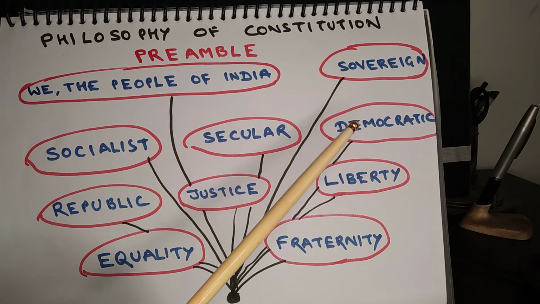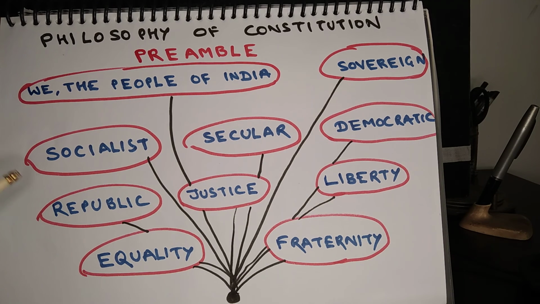Democratic means the government in India will be elected democratically by the people. Republic means that the head of the state of India will be an elected person. He will not be an appointed person. So the president of India comes through election. He is not a nominated person.